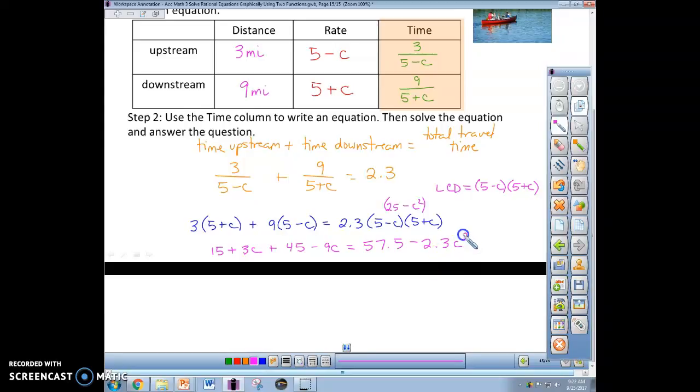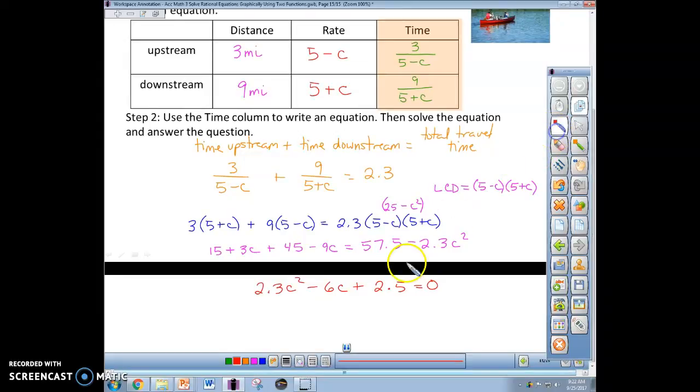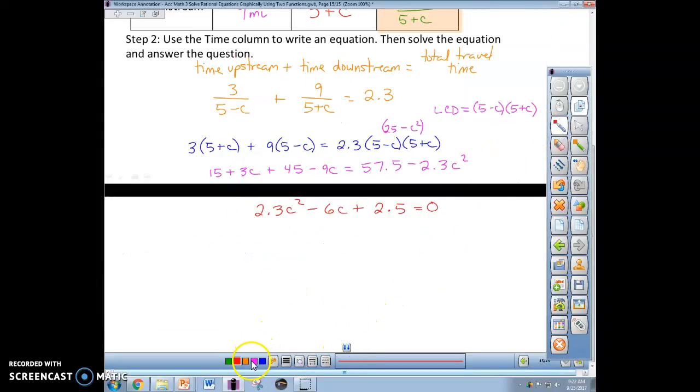So now we should recognize that here we have a quadratic equation. Writing this quadratic equation into its standard form will give us 2.3c squared minus 6c plus 2.5 equals 0. Now an equation like this, we should recognize, is very unlikely to factor, and so the best strategy here to solve this one would be to use the quadratic formula.